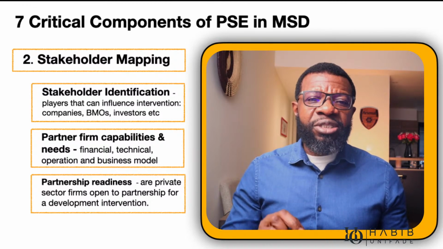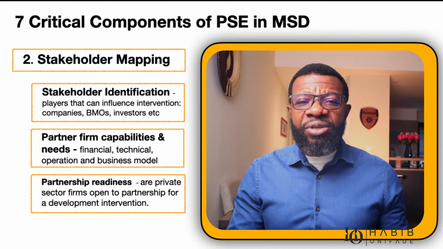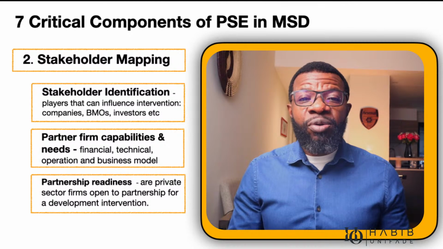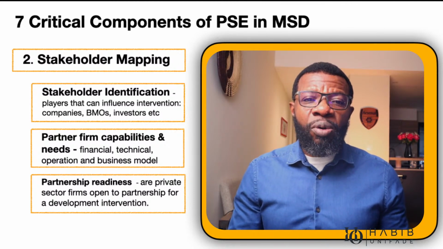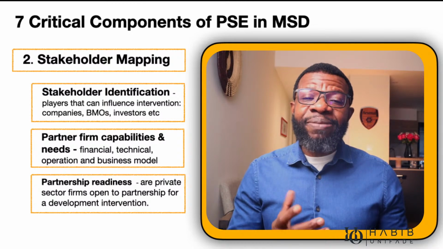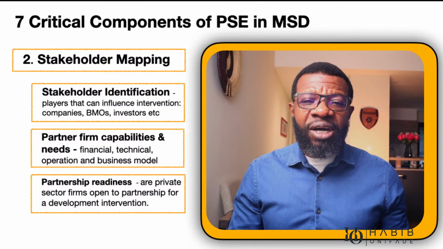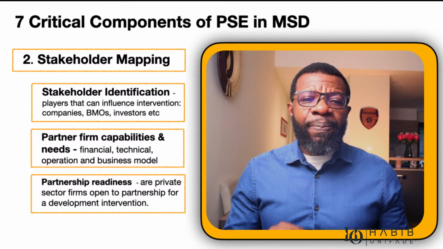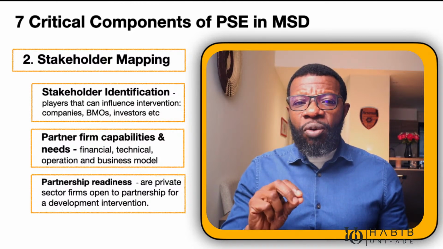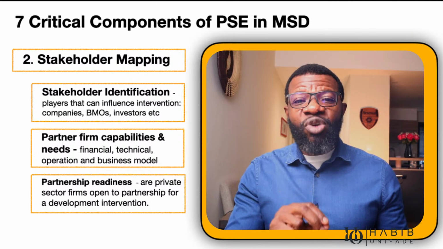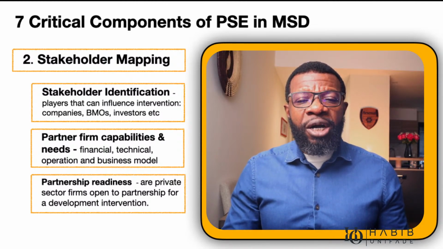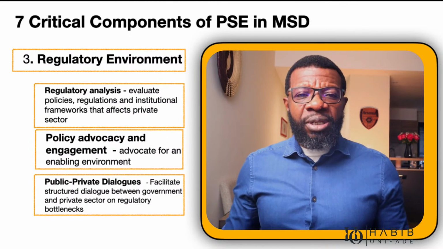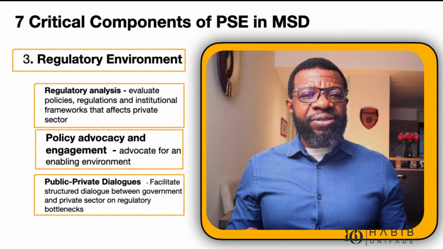So the partnership firm capabilities and needs. Obviously, because this is private sector engagement, we want to identify a particular partner that we will do this intervention with. So we need to explore the firm's capabilities and the potential support that they may need in order to deliver our intervention. And the other part of stakeholder mapping is partnership readiness. So we need to be very sure that the partner we have identified is ready, is willing to join us in this intervention.